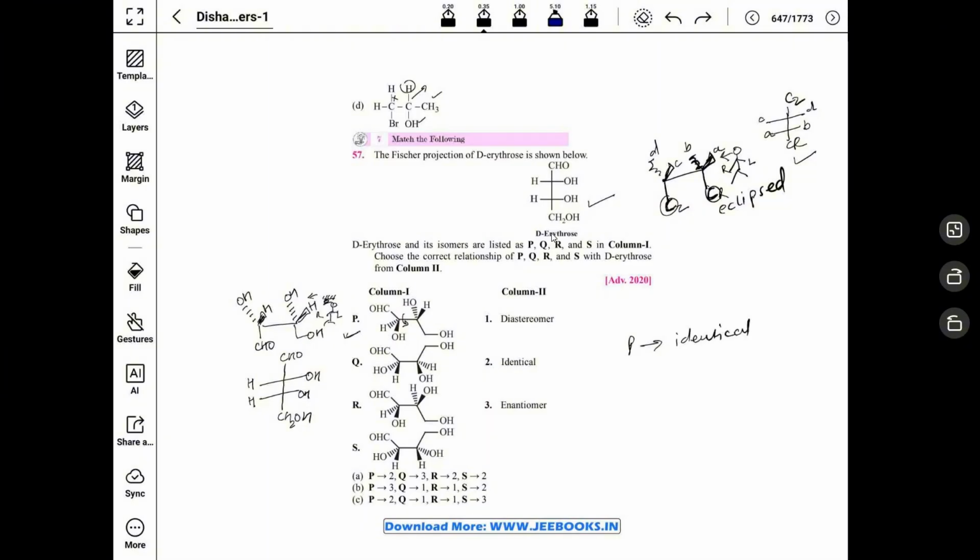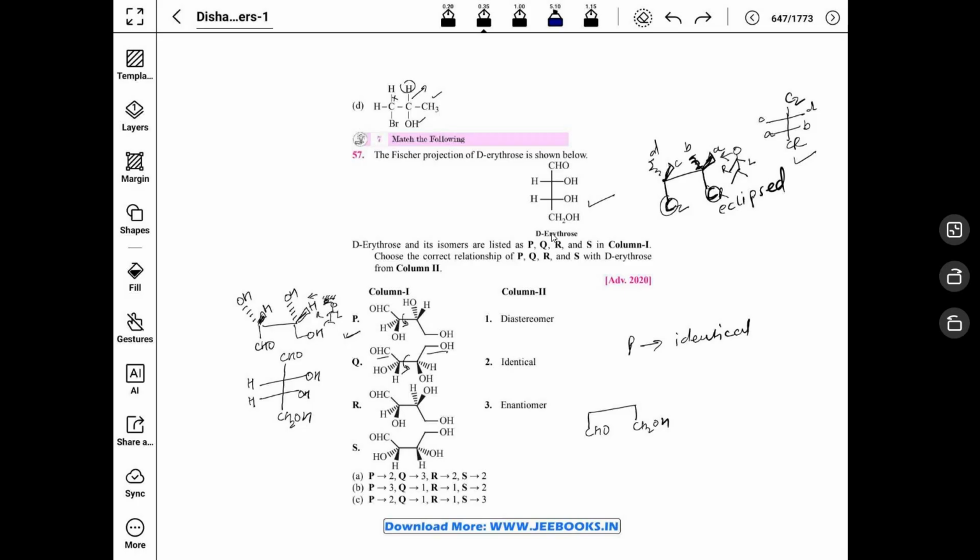Okay, now let's see Q. In case of Q, you have to do the same: rotate the Q molecule to bring this into the downside eclipsed conformation. This is eclipsed, but it is on the above. So we have to bring these two down. Let's give the rotation around this bond. So when you give the rotation, the aldehyde, you are bringing here CH2OH. Let's write it and give the rotation very carefully.